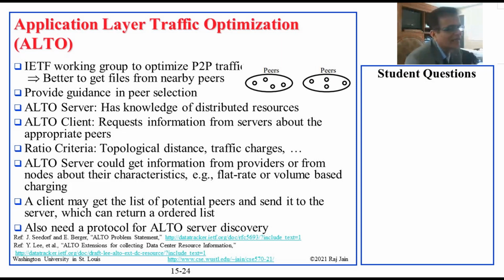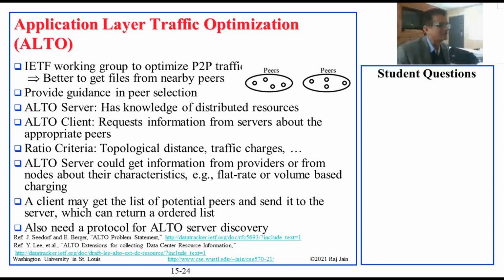So they said, why don't we have some optimization of this so that everybody who is in New York can get the file from New York and doesn't have to go to Germany? Better to get files from nearby peers. To provide this kind of guidance, they developed a protocol called ALTO, Application Layer Traffic Optimization. The ALTO server has the knowledge of the distributed resources. It knows where the files reside. An ALTO client goes to the server and says, please tell me where the files are. Then depending upon your distance, depending upon how much you're paying, it will tell you where the files are. They could get the information from the providers or from the nodes or things like that.